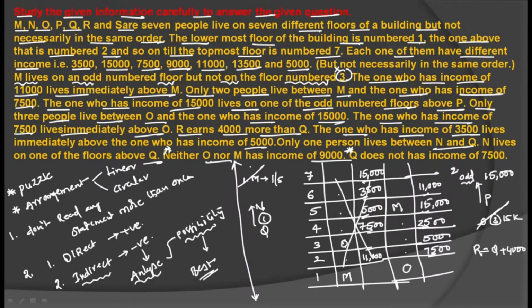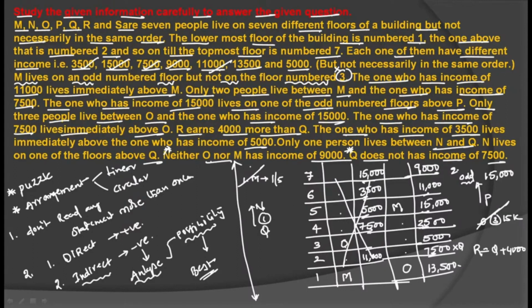Why? Because if you consider the third floor or first floor for 9,000 rupees, both the floors are already occupied by O and M. There is information: neither O nor M has an income of 9,000 rupees. You can erase that info. Now we can't place the 9,000 here. Now there is only one thing left. See, we are done with 3,500, we are done with 15,000, we are done with 7,500, and we are done with 9,000, then 11,000, then we are left with 13,500. Now you can place it here. Now we can't place Q here. Why? Because Q does not have an income of 7,000.